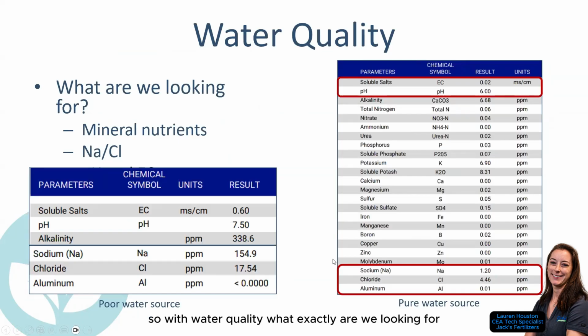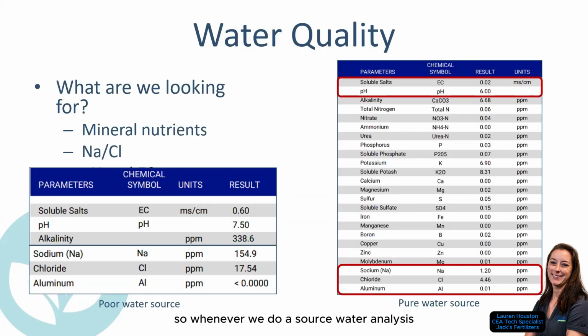So with water quality, what exactly are we looking for? I know a lot of you have come to Jax to really get a fertilizer recommendation to get your farms up and running. And we always ask for water quality analysis before we get started and make a fertilizer recommendation. This is because there are a wide range of water sources. And the water source that you're using is really going to have a big impact on the nutrients that are available to your plants and which fertilizers we're going to want to start with.